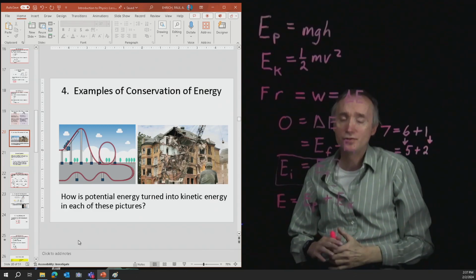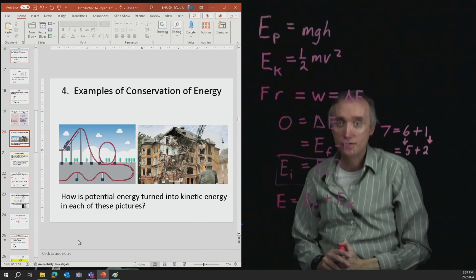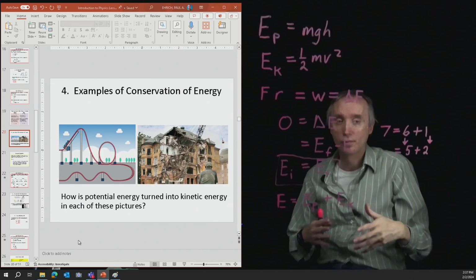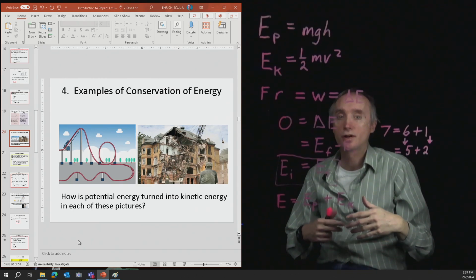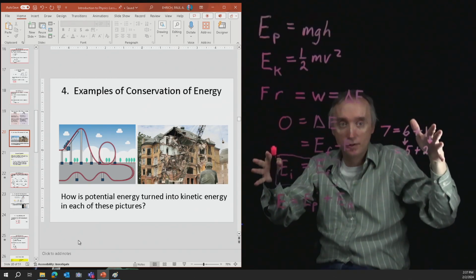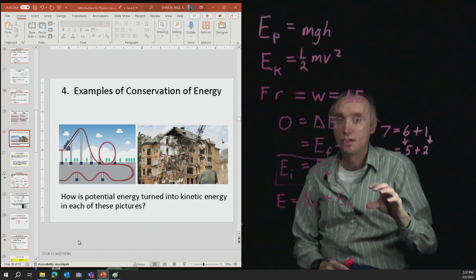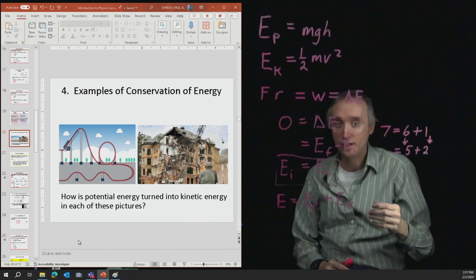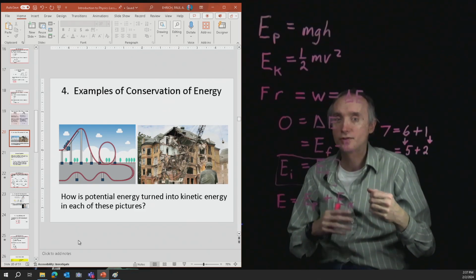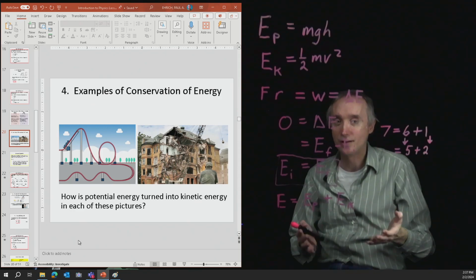Now, we're not taking into account friction. So it's true that the wheels are going to be rubbing up against the track. That's going to cause heat. The heat is going to go into the air. So the roller coaster really is going to lose some energy due to heating of the track. But let's just assume for the sake of argument it's not doing that.